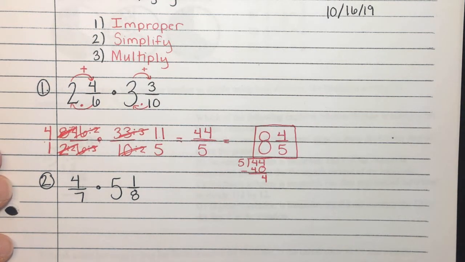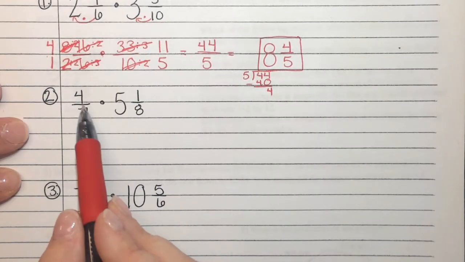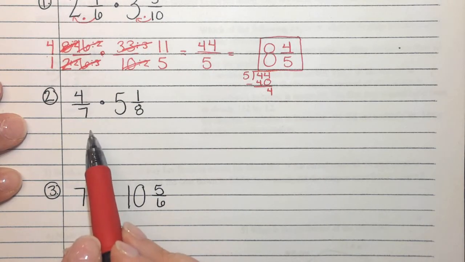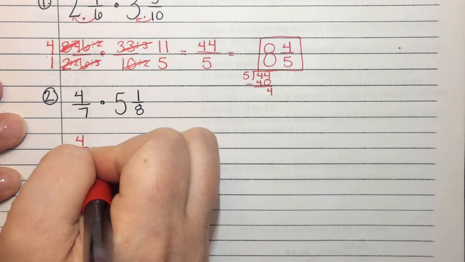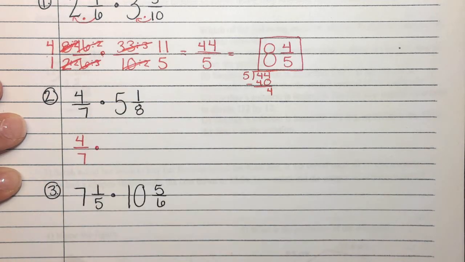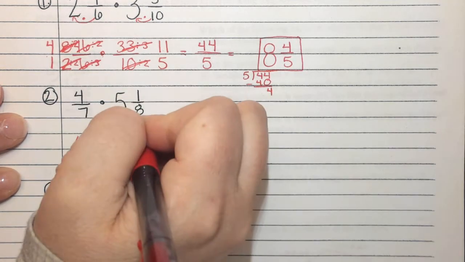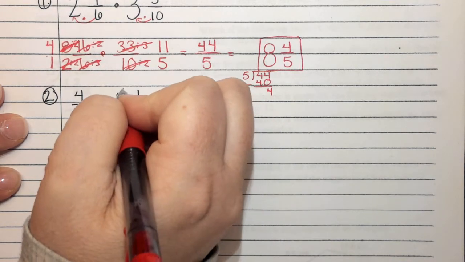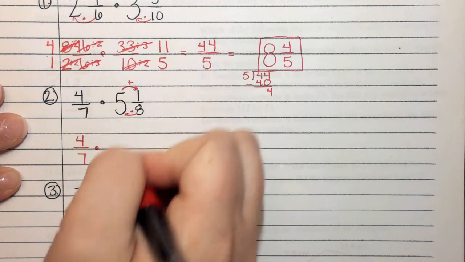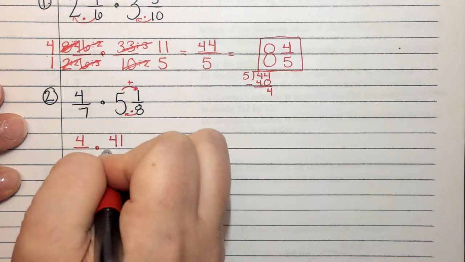All right. Number 2. 4 over 7. Do I need to do anything to that? No. So I'm going to leave 4 over 7 just like that. Times 5 and 1/8. Do I need to fix that? Yeah. So we're going to do our backwards C. We're going to take our 8 times 5, which gives me 40, and then we're going to add the 1, which gives me 41 over 8.